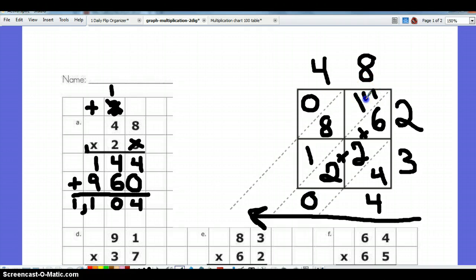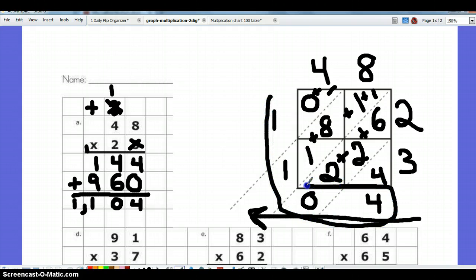And then once again, I'm going to add 1 plus 1 is 2, plus 8 is 10, plus 1 more is 11. Carry the 1, bring down the 1. Then add 1 plus 0 and get 1, and here is my answer in the form of an L. 1104. Or in other words, 1,104. That's the way to use the lattice method.